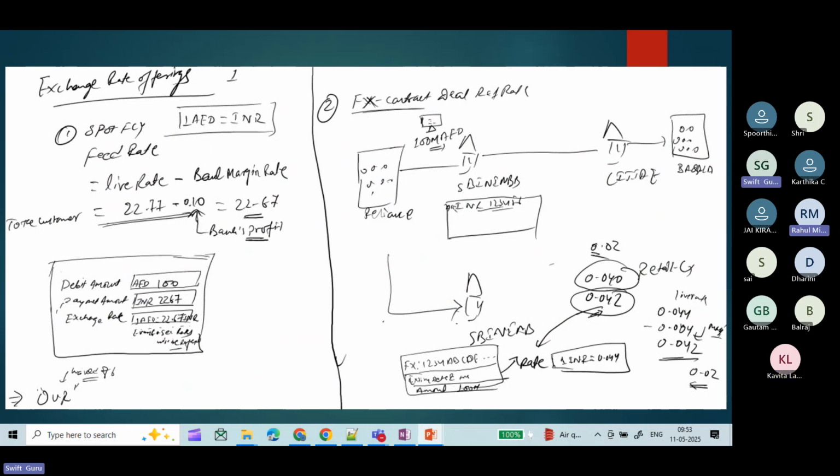Next question. Different banks have different margins. Some banks will take 0.05, some will take 0.04, depending upon how much they are giving.